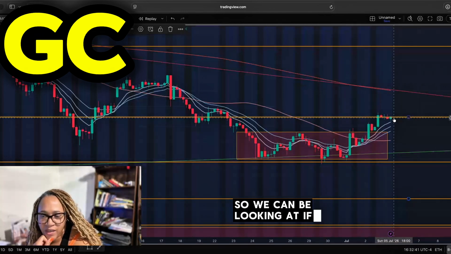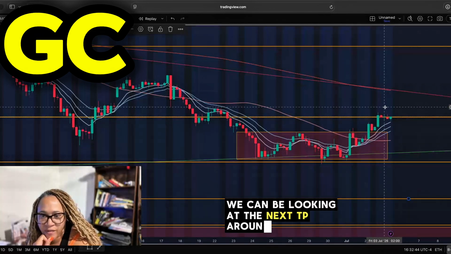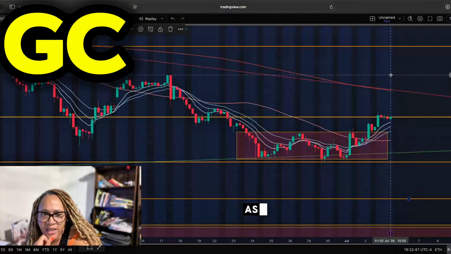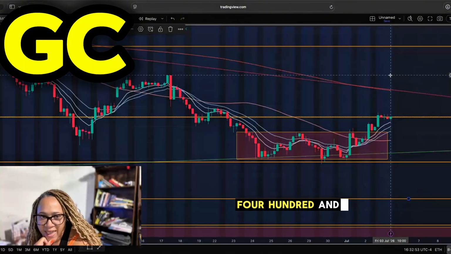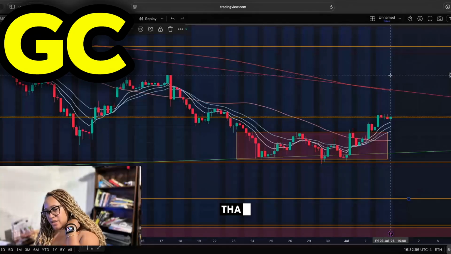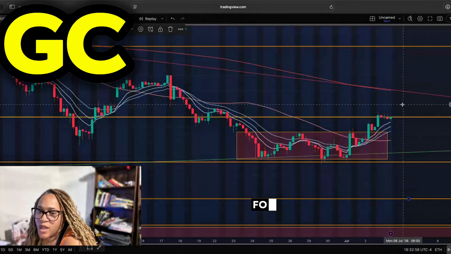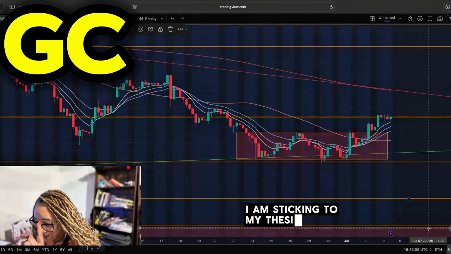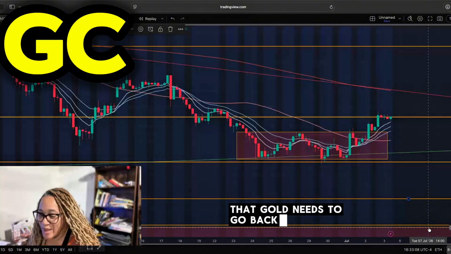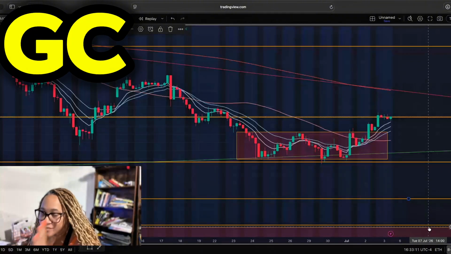So if we're still pretty bullish, we can be looking at the next TP around the area of 4,230, as well as the area around 4,400. And I don't want to go too much higher because I really do still think that we are in a bearish trend on gold, for it to be in this area and then sell down and hit this area. I am sticking to my thesis. I really do think that gold needs to go back to this area for it to be completely bullish. That's just me.